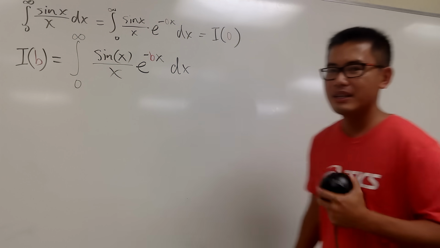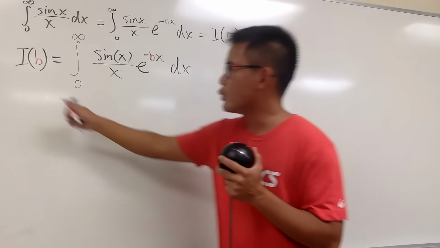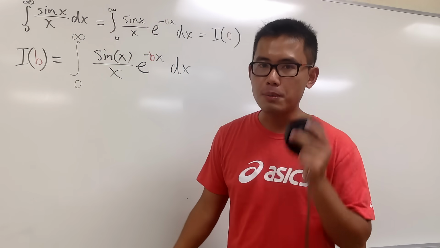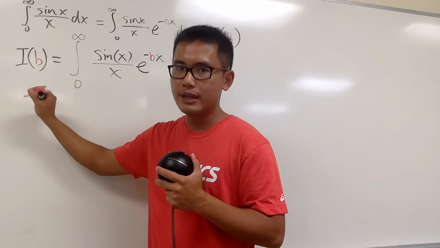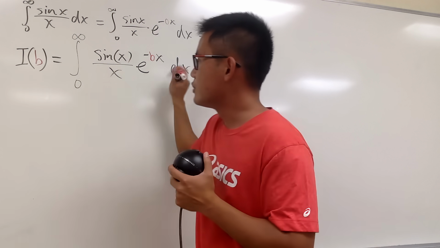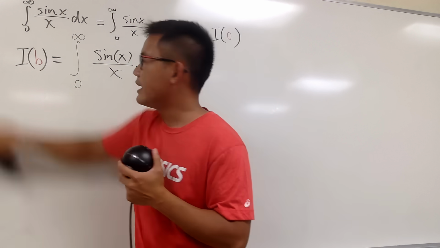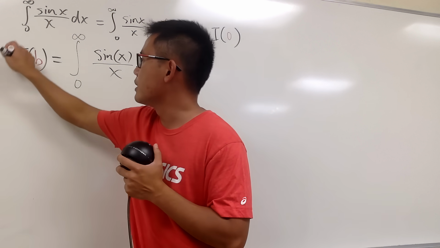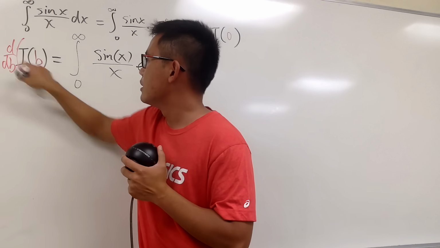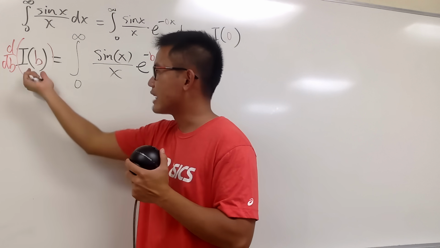It's really cool. First, we are going to be integrating this right here with respect to b. So let me just put that down right here for you guys. This is the definition of I of b. I will differentiate, well, technically, on the left-hand side, I had to put down the regular derivative, so I put down db, right? Because the left-hand side, I just have the b.